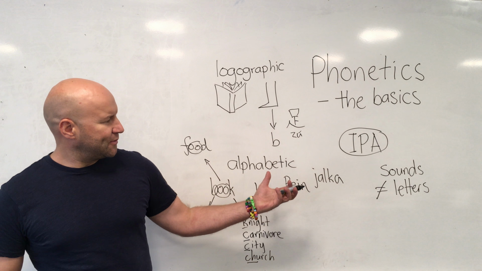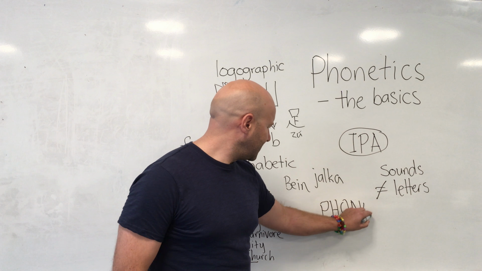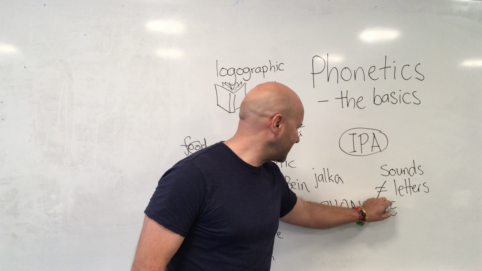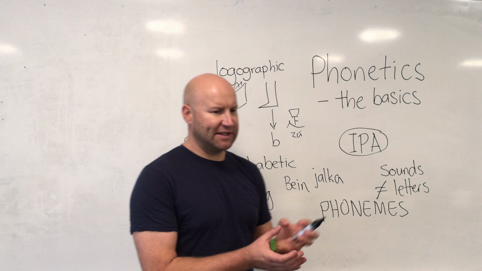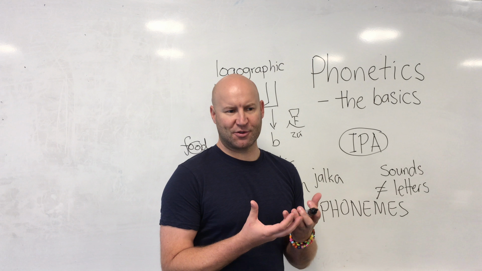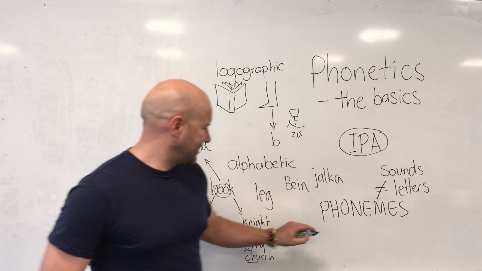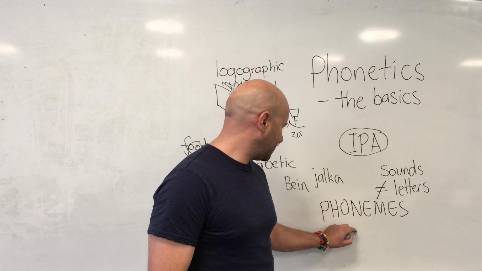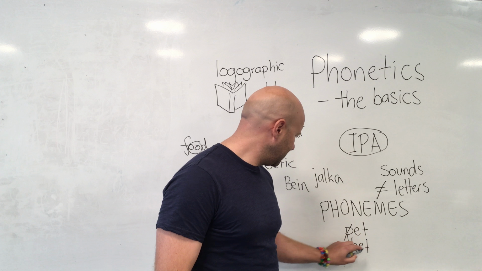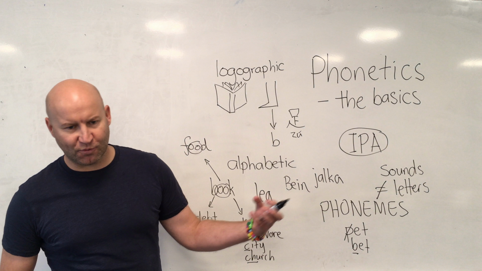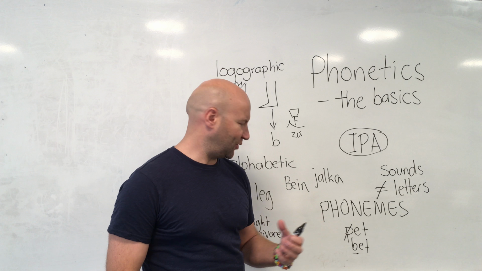And in terms of sounds, what we're actually looking at on this course is phonemes to start with. And phonemes are sounds that in a given language are able to cause a word to change meaning. So for instance, if we take the word pet and we change the P to a B, then we've changed the word. So P and B are different phonemes. They're able to change a word.